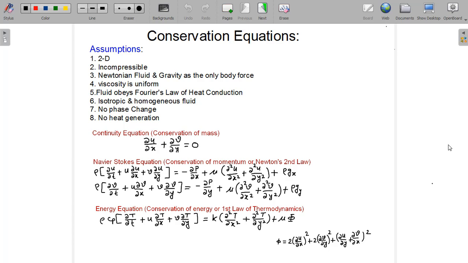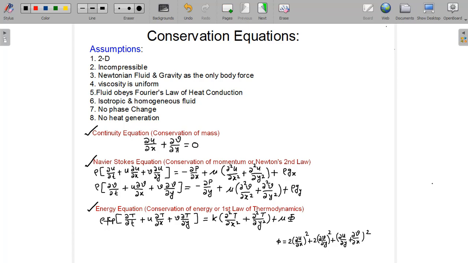Welcome students. Objective of this lecture is to derive the conservation equations. By conservation equations I mean the continuity equation, which is basically the conservation of mass, the Navier-Stokes equation, basically Newton's second law, and the energy equation, which is the first law of thermodynamics.